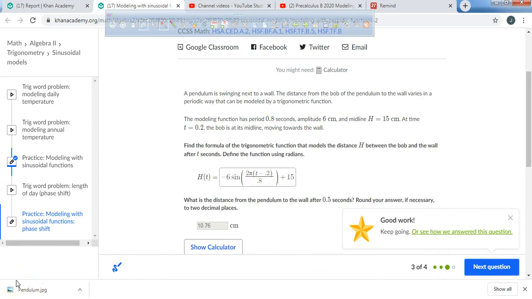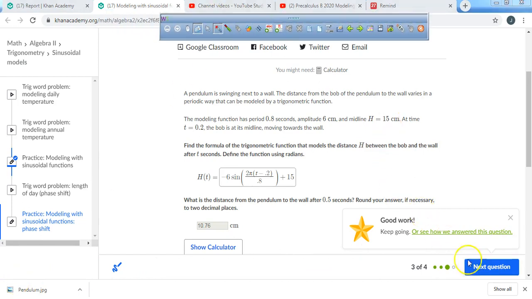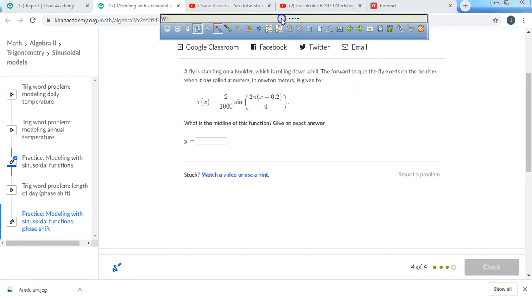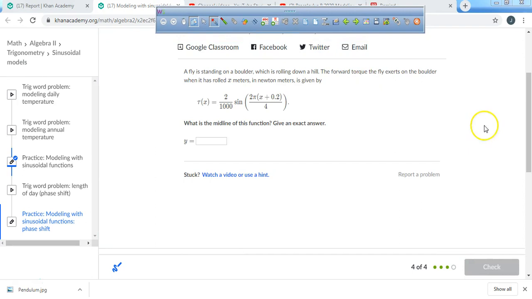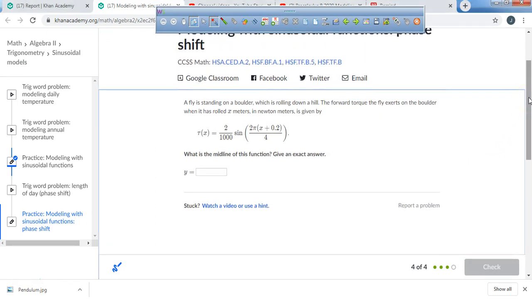All right, so we have one more problem to do. If that's enough for you, just go ahead and keep moving forward. You don't have to watch the rest of the video. But if you'd like one more example, we're going to do one more example. All right, and it looks like this one's going to be pretty easy.